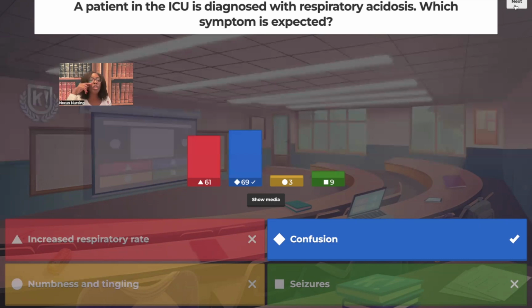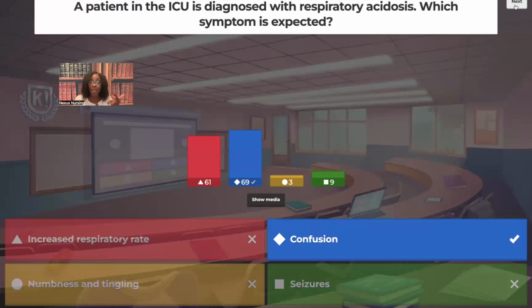Now, for the 61 of you hot messes that decided to go with increased respiratory rate, your patient is in the ICU with respiratory acidosis. They're holding on to all that CO2. Don't you think we're going to be controlling those respirations to help them? How are we going to see that patient with increased respiratory rate? The question is asking, what is the clinical manifestation?